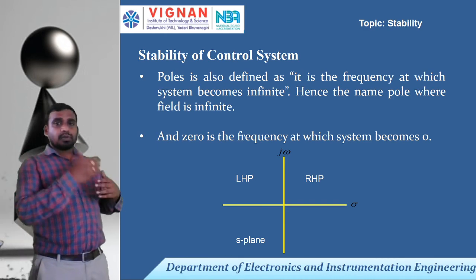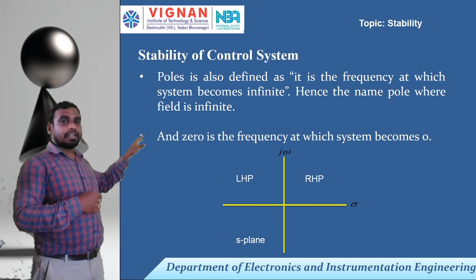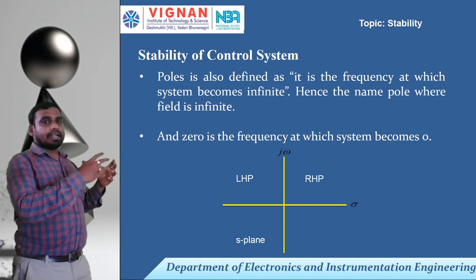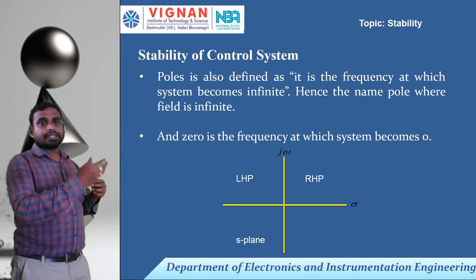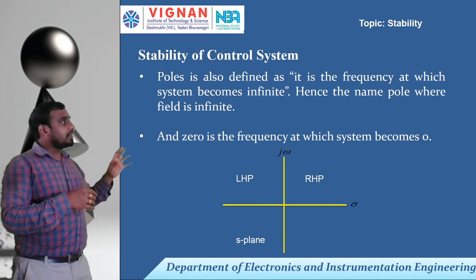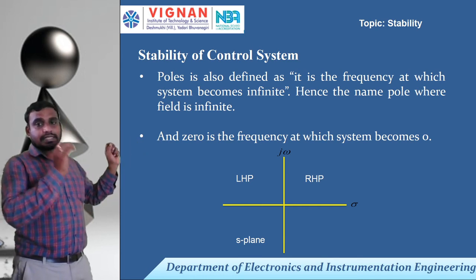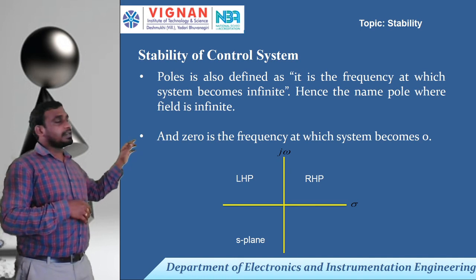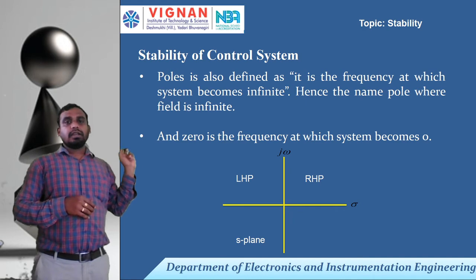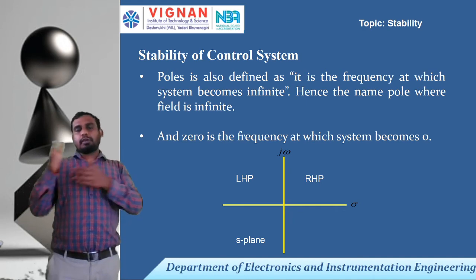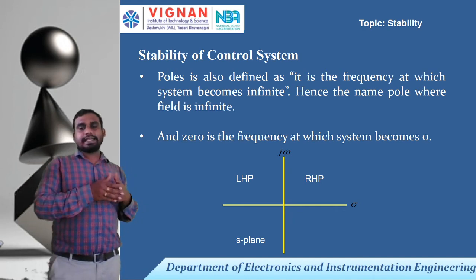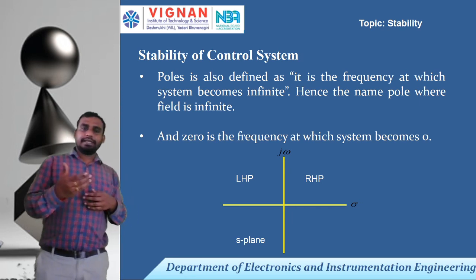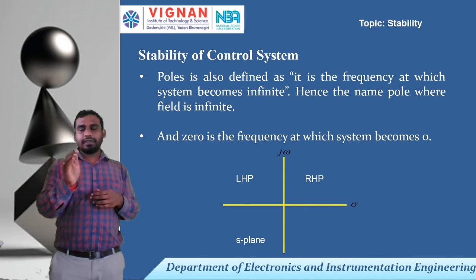In other words, we can describe poles as the frequency at which the system becomes infinity. Similarly, the frequency at which the system becomes zero is referred to as zeros. Basically, we won't bother about zeros at the initial stage. Zeros are important, but at the initial stage when considering stability they are not, and I want to give a clarification before going further.